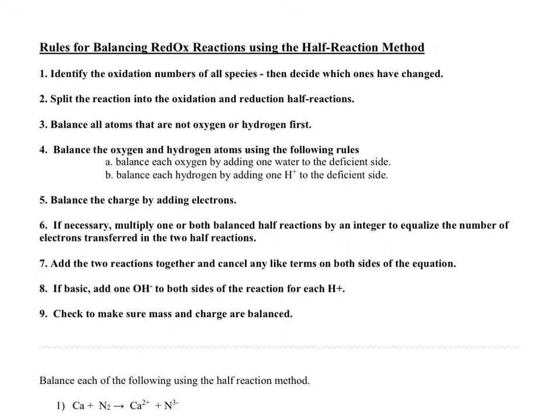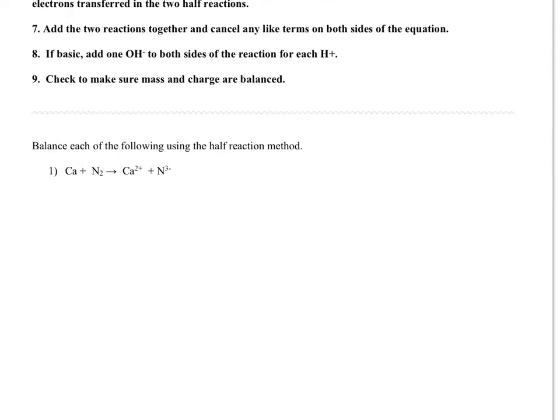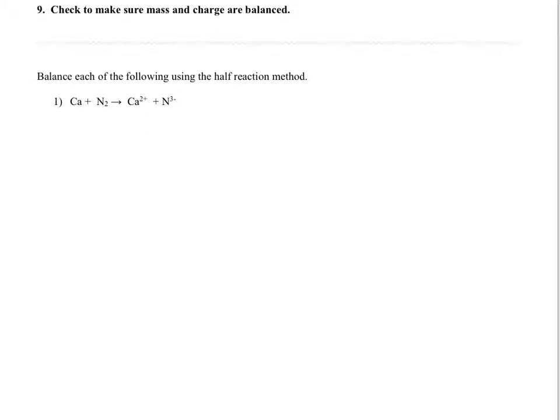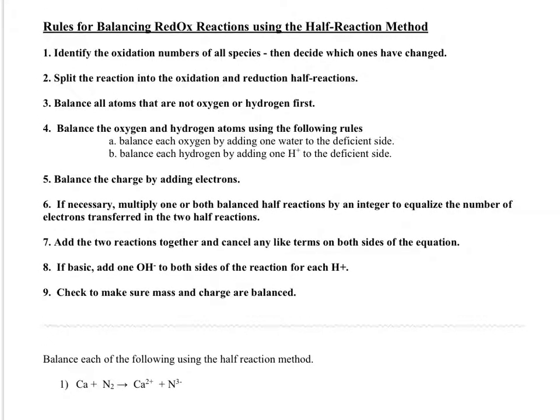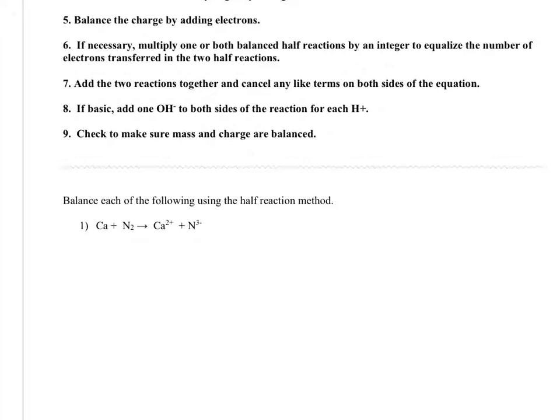So we'll start with 1, and we'll go through the rules as we go through it. So let's start with the first one here. It says Ca plus N2 yields Ca2+ plus N3-. Let's look at the first rule. The first step says identify the oxidation numbers of all species, then decide which ones have changed, which ones were oxidized, which one reduced. So we've done this before.